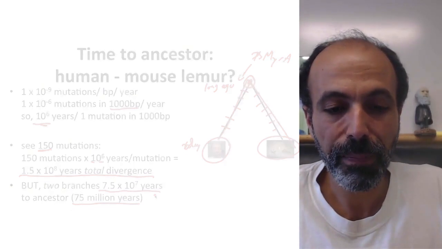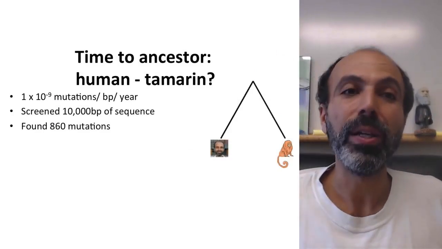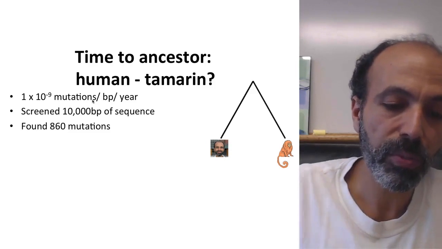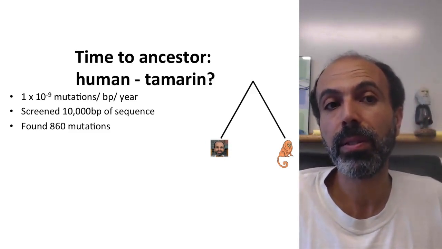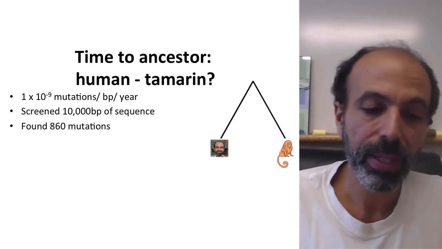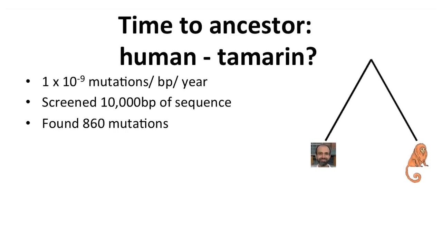There's one for you to try. What is the time to ancestor for a human to tamarin? Let's assume the same mutation rate there. Let's say in this case you screen 10,000 base pairs of sequence, just so you're not using exactly the same numbers. Let's say you found 860 mutations. What would the divergence time be?